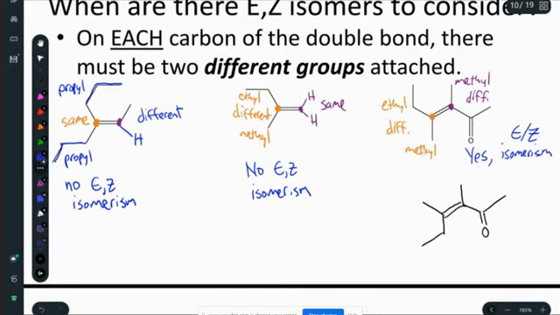Notice it didn't matter that I had a methyl group on each side. What matters is that I'm comparing the two groups that are bonded to the same carbon. So it's okay if I have a methyl group on the purple carbon and a methyl group on the orange carbon. That's not what I'm comparing. I'm comparing this methyl with this ethyl, and I'm comparing this methyl with this ketone group. So yes, I would have easy isomerism here. And we'll talk in a minute about which one would be called E and which one would be called Z, because it's not obvious. But in one of them, the two methyl groups are opposed to each other, and in the other one, the two methyl groups are on the same side.